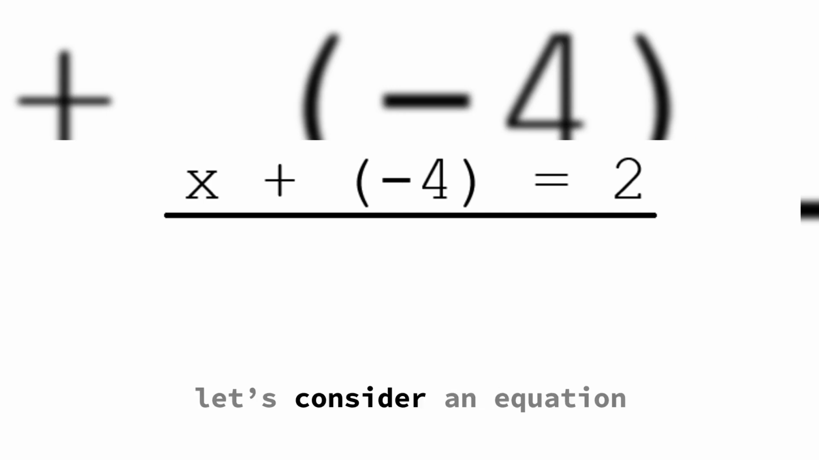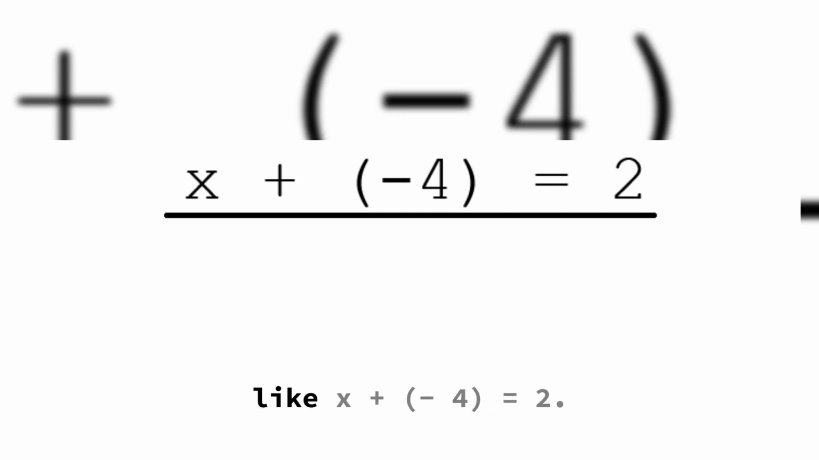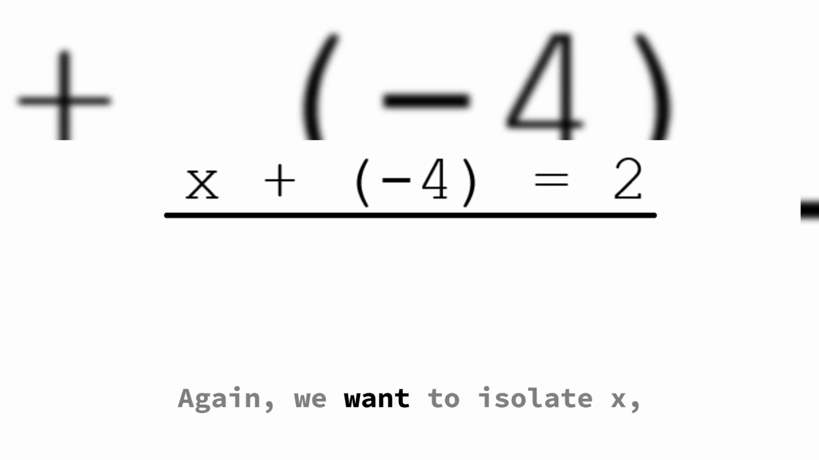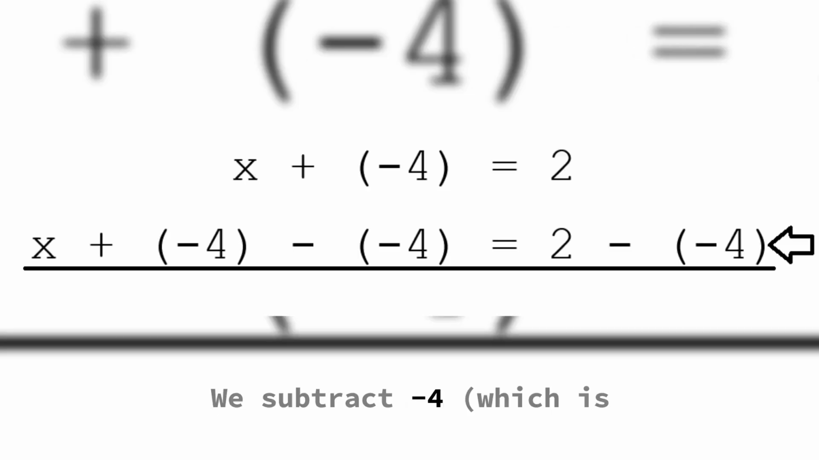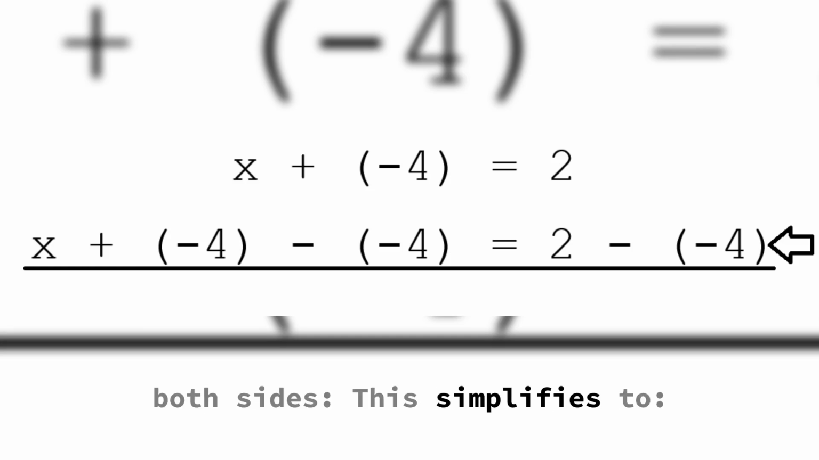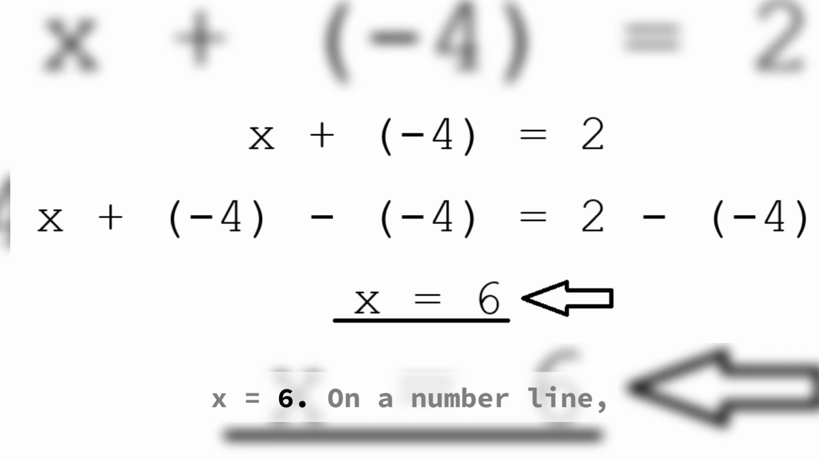Now, let's consider an equation with negative numbers, like x plus -4 equals 2. Again, we want to isolate x, so we'll do the opposite operation on both sides of the equation. We subtract -4, which is equivalent to adding 4, from both sides. This simplifies to x equals 6.